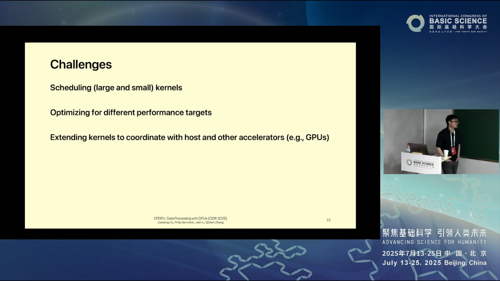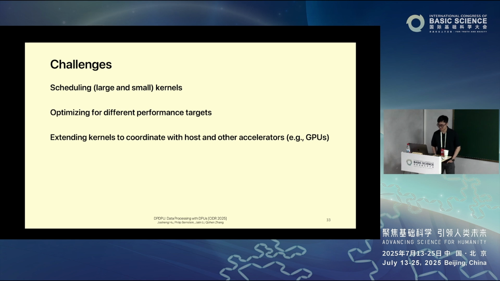So a few challenges. The first challenge is that there will be different sizes of kernel requests. Some kernels want to process a lot of data, and some kernels only process a small amount of data, for example, for transactions. How can we schedule these requests in different sizes?